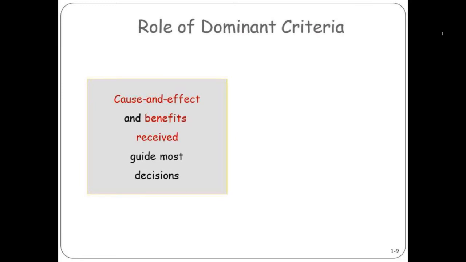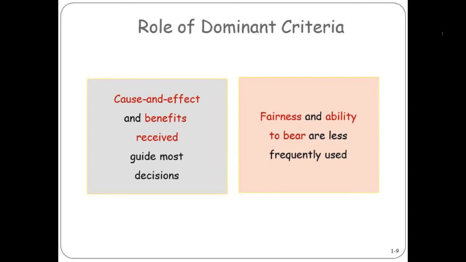More often than not, cause and effect and benefits received are the proper way to go. Fairness is okay, but it's subjective. And ability to bear incents that smaller division that can't afford it to just use resources haphazardly, because they're not paying for them anyway. So you don't create the best decisions out of ability to bear.